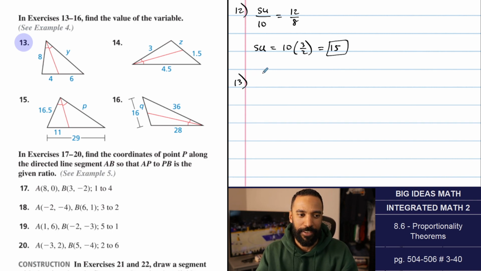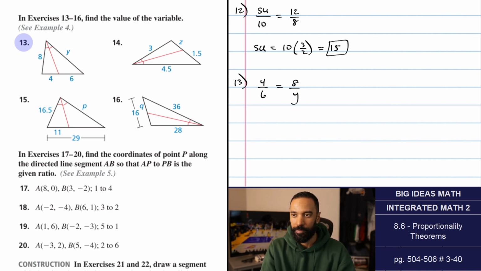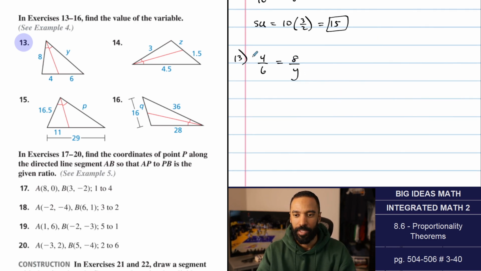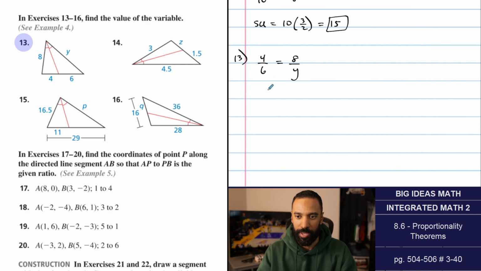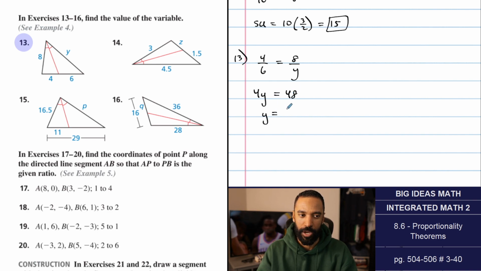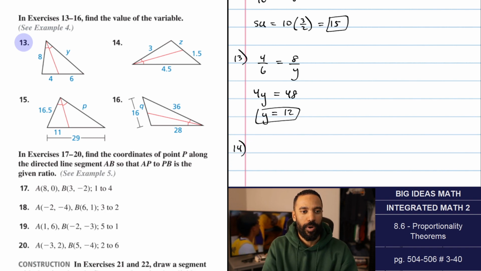Let's start from the way that they've kind of written them before, like 4 over 6 equals 8 over y. It was the first way that I drew it out. The bottom parts that's bisected and all that. 4 over 6 is 2/3. You know what? Let's not reduce this one. Let's just cross multiply. 4y equals 48. And divide by 4, you get y equals 12. That's its length.